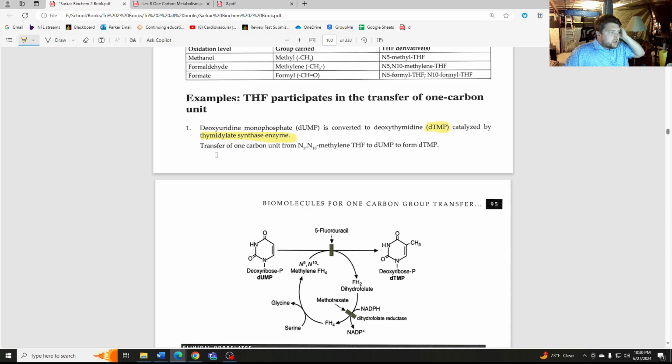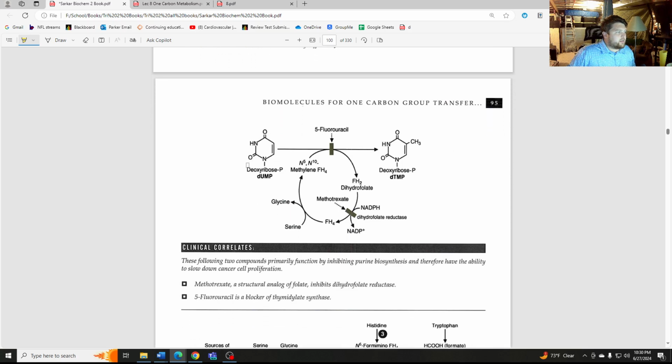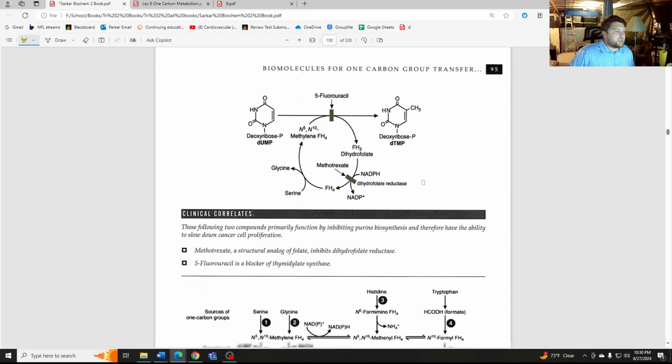Okay, so we transfer that 1 carbon unit from that N5, N10 region on the tetrahydrofolate to the DUMP in order to form the DTMP. And so there we have our deoxyribose DUMP and deoxyribose DTMP in that little process view there. Again, we'll focus more on the ins and outs of this with the Linus Learning questions.